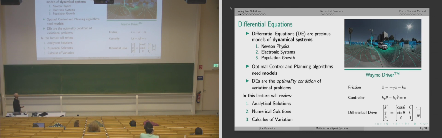Okay, so these are 3 examples of differential equations that may arise in an autonomous system. If you want to model the physics of the car, including friction, where friction is a function of the velocity of the particle, then you're going to have a second order differential equation. The typical proportional derivative controller is also going to be modeled by a differential equation.